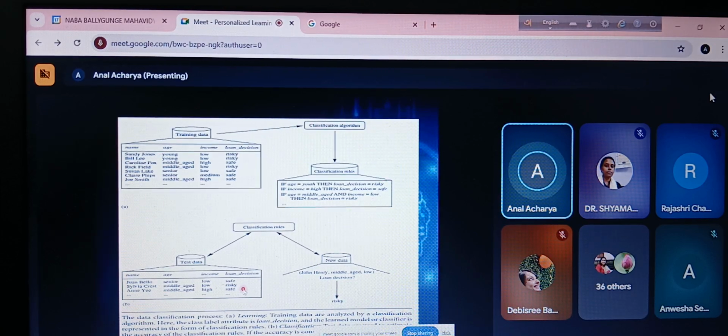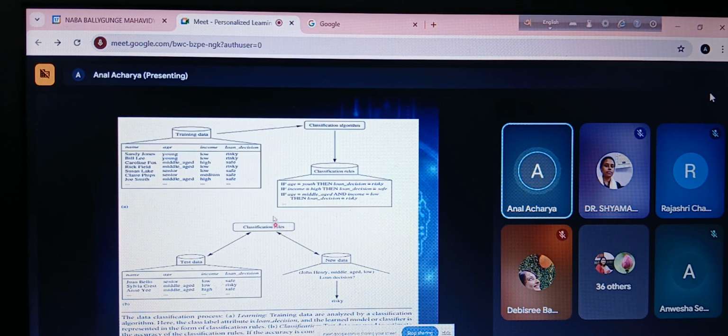It is not so simple actually, but there are a lot of mathematics again involved, which I don't want to go into, but this is the basic idea. What is the third task? Third task is actually implement. That means I have inputted the name here, I have inputted the age, and I have inputted the loan decision. I have inputted the income. Based upon these rules, I want to find out whether it is risky or whether it is safe.